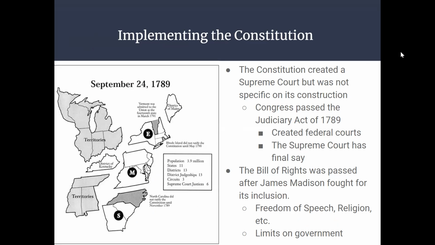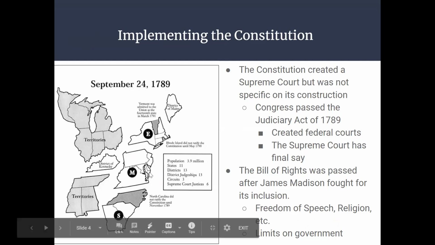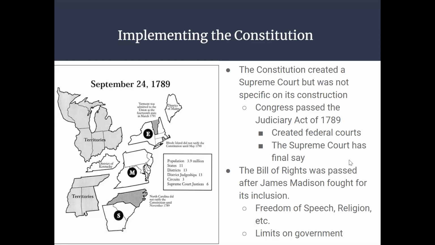So when the Constitution was created, it created a Supreme Court, but it was very vague on how the Supreme Court would be set up. They really let Congress decide what that would look like. So Congress passes a law called the Judiciary Act of 1789. It creates federal courts, and you can see there's different regions of the federal courts. There's an eastern region, a middle region, and a southern region. And in the end, there's a Supreme Court that has final say.